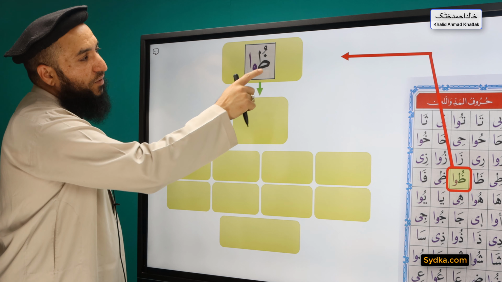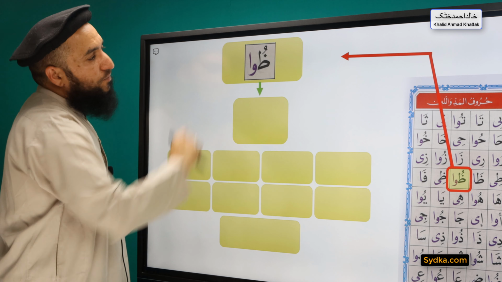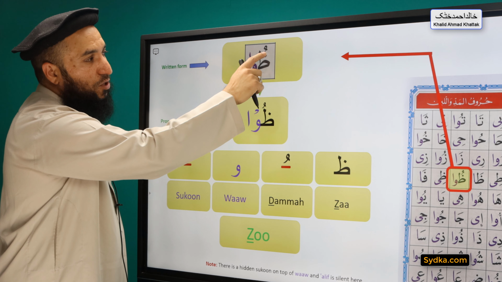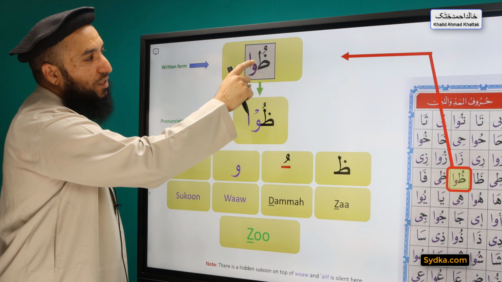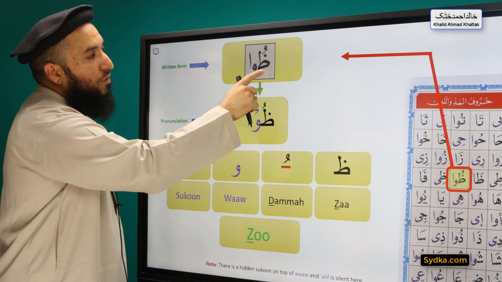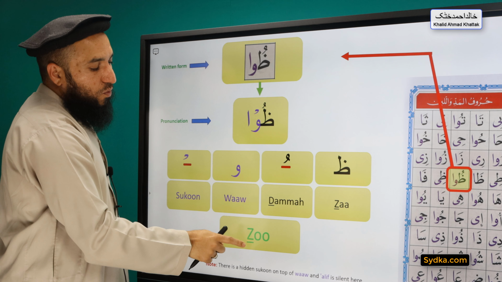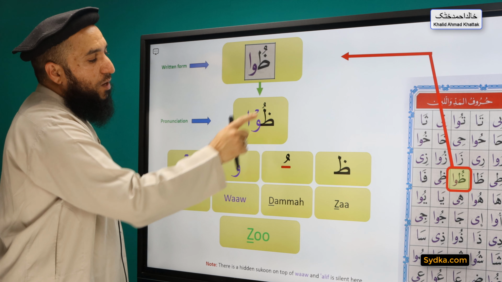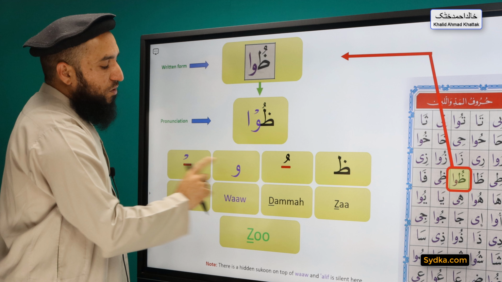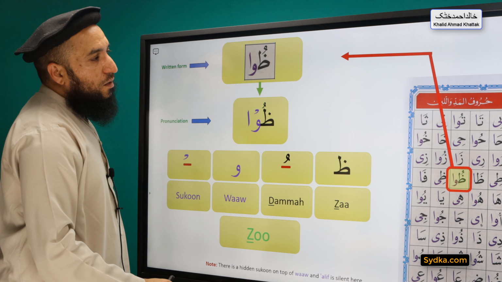The next syllable we have is Dha dhamma waw sukun. Dha is a heavy letter. It has dhamma on top of it. It is followed by waw. Waw has hidden sukun, and this alif is silent. Dha dhamma waw sukun. Dhu.